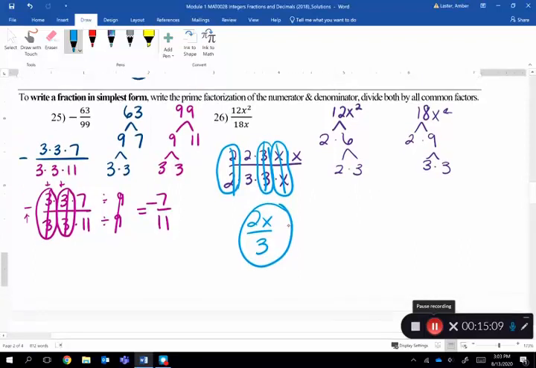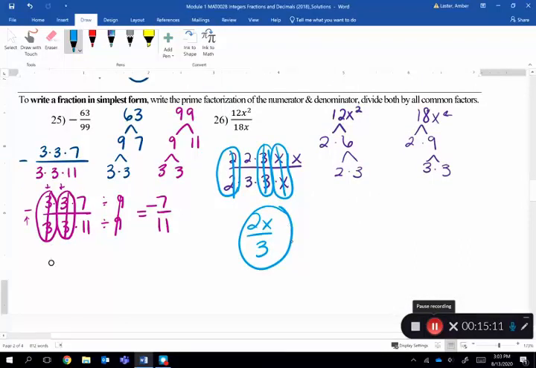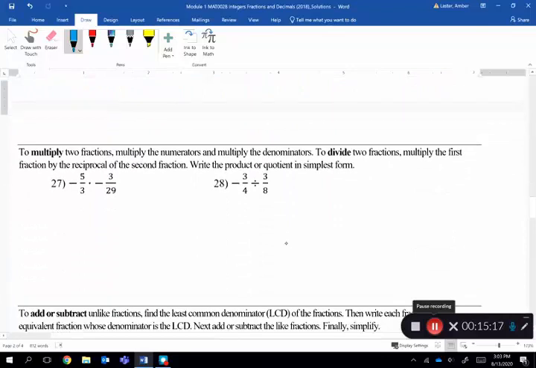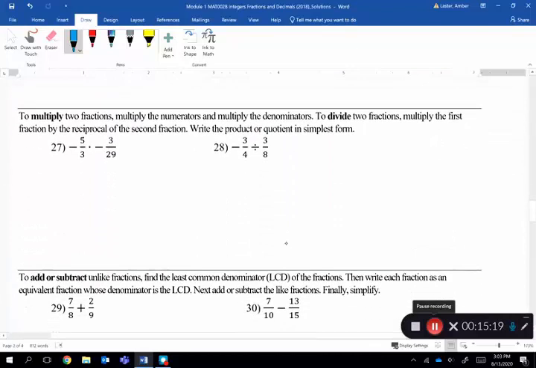So even if you do all the other steps right, but you forget to simplify and divide out whatever is common, then you will get it wrong, okay? So to multiply two fractions, multiply the numerators and multiply the denominators. To divide two fractions, you multiply the first fraction by the reciprocal of the second fraction, write the product or quotient in simplest form. Right, so for division, a lot of times we say keep, change, flip. We keep the first one, we change to multiplication, and we flip the second.